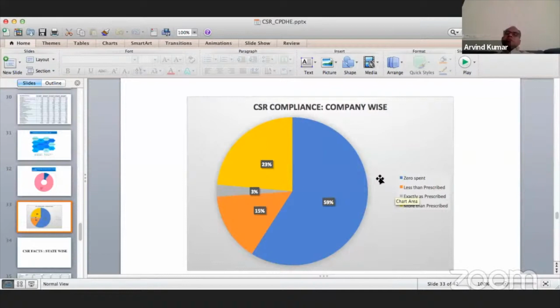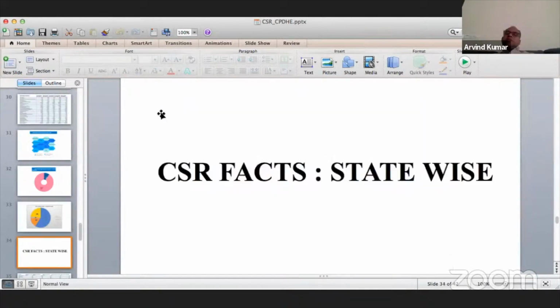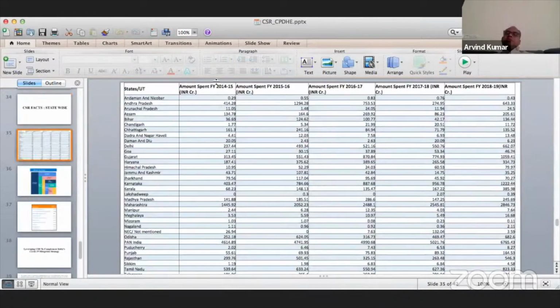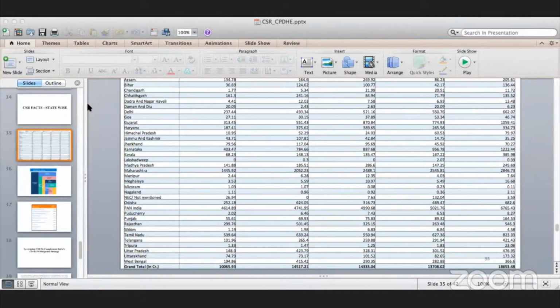Then there is a fact sheet which talks about state-wise expenditure, starting from Andaman and Nicobar to the last, West Bengal. You can also see the 5 years comparison from 2014 to 2019, because this is the base year. When you revisit the presentation, you will learn about the actual execution of CSR. Yeah, thank you, Abhishek. Thank you.